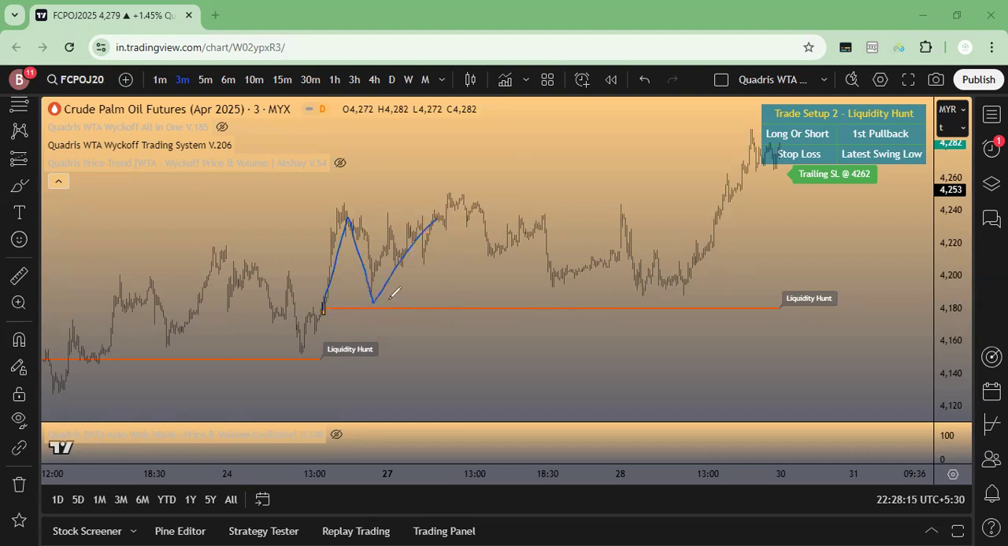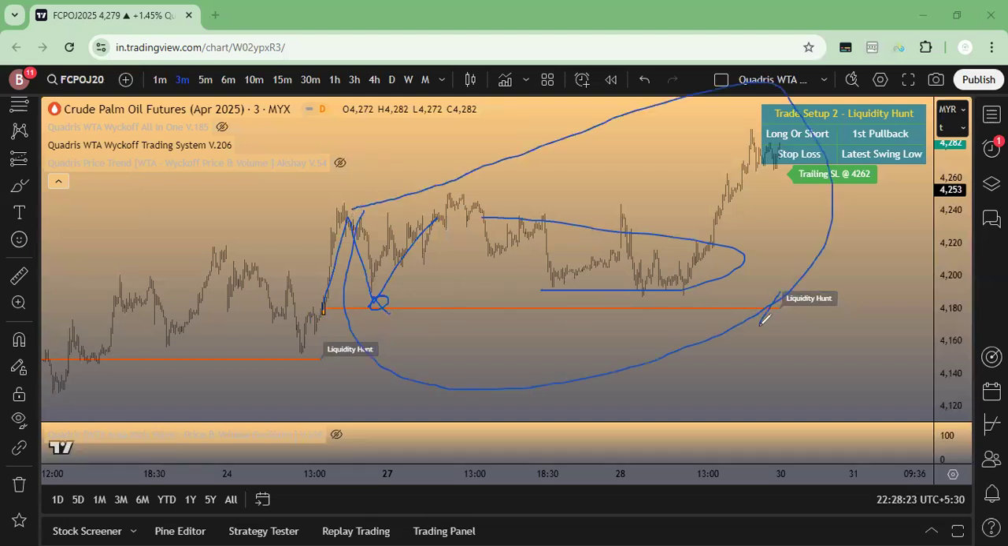Preferred way, pullback and then trade. We haven't got a pullback, so no trade was there. This entire 28, 27 was a no-trade day as per liquidity hunt. So this is one type of trade setup. Now we'll dive into the second trade.